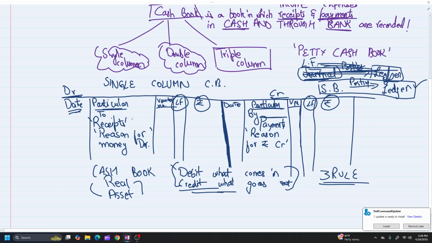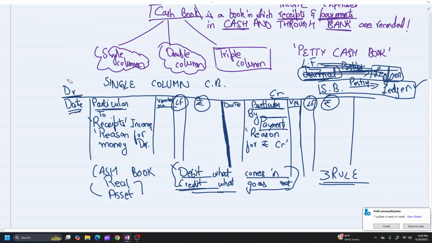So receipts, what is it? Income. Income basically means money is coming in. Money is coming to the firm. Hence, debit what comes in, money comes in, so we will debit it. Payment means expenses. Just say salaries or the freight charges or your taxes, anything. You're paying it. Money is going out. That's why you will credit it. Clear?